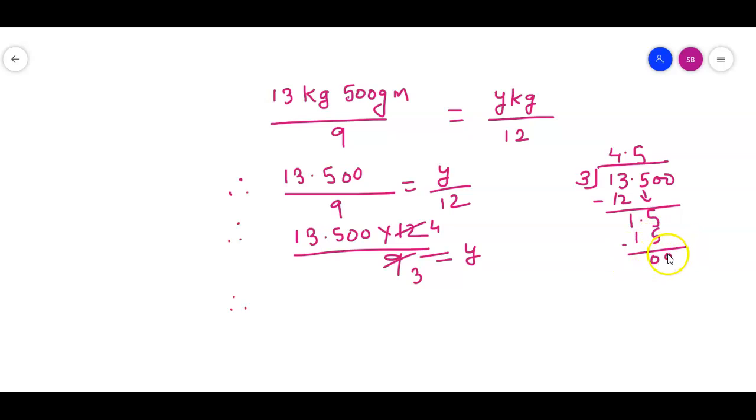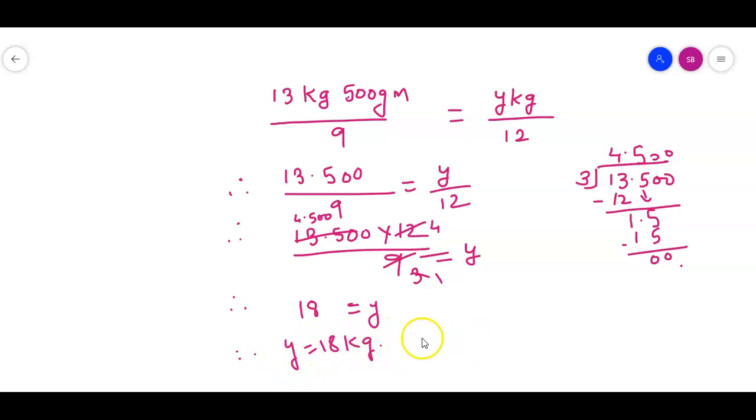So here we reduce this. And next are 2 zeros, so we will just add the 2 zeros. We don't need to divide further. So it is 4.500, so 13 ones are 13, and 4.500. This is the answer, 4.5. And now this we have to multiply by 4. So 4.5 multiplied by 4 will give you 18. Therefore y is equal to 18 kg.